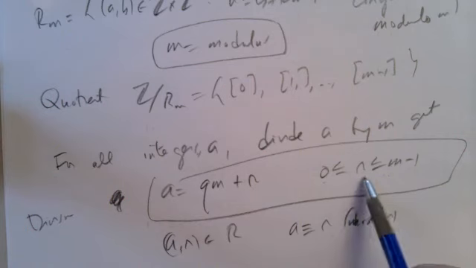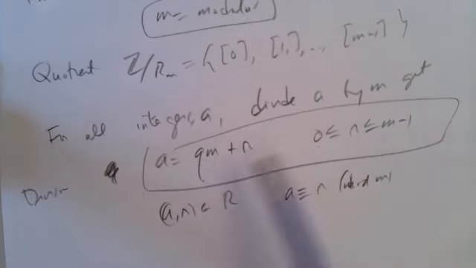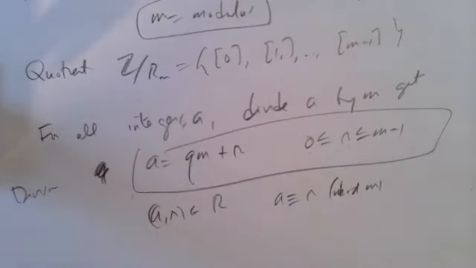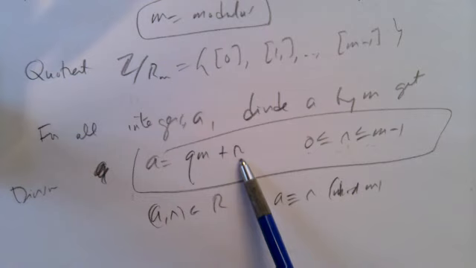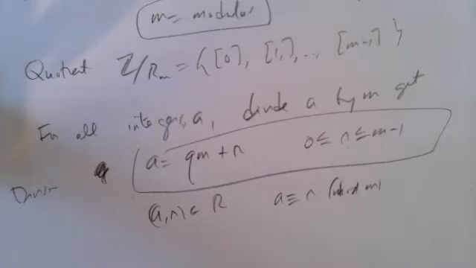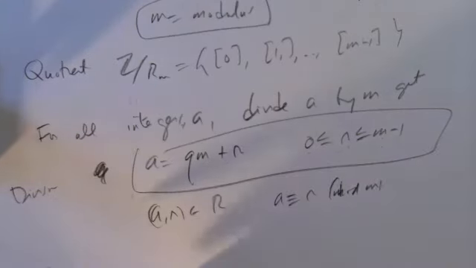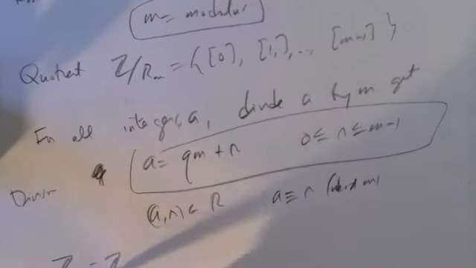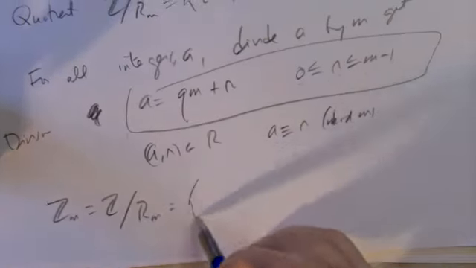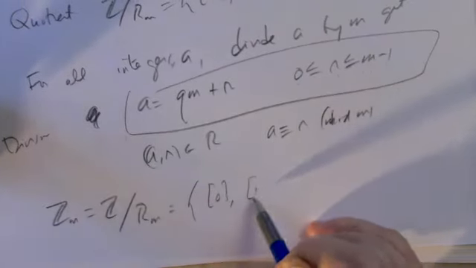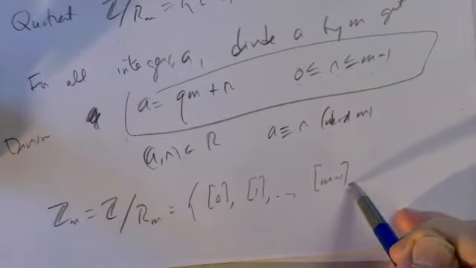So we have just M congruence classes. Just from long division, what you learned in elementary school, if you divide A by a number M, you get a remainder between zero and M minus one, and A is related to R. A is equal to R plus QM. So every integer is in one of these M congruence classes, and no two of these are related, so there are exactly M congruence classes modulo M. So the book writes this as Z sub M. They just mean by that the quotient Z mod R sub M, and that consists of just these M congruence classes mod M.